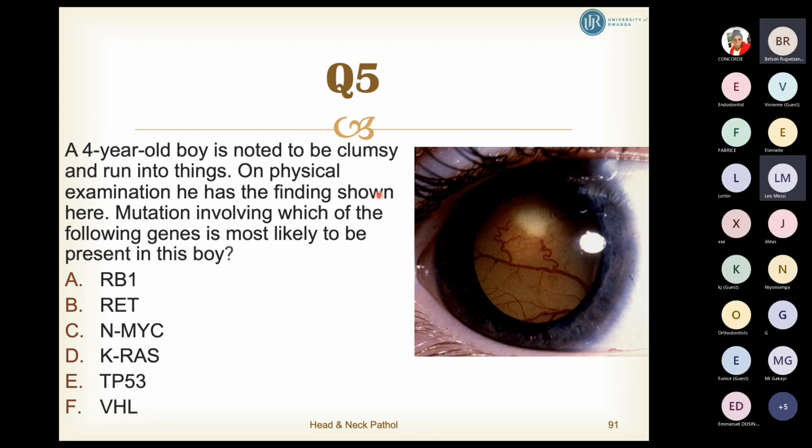So mutations we have. Sorry, what is the answer? What is the disease? Maybe because he is 4 years old, it is retinoblastoma. Okay, then retinoblastoma, and which gene is involved? Is mutated? RB1. Okay, thank you.